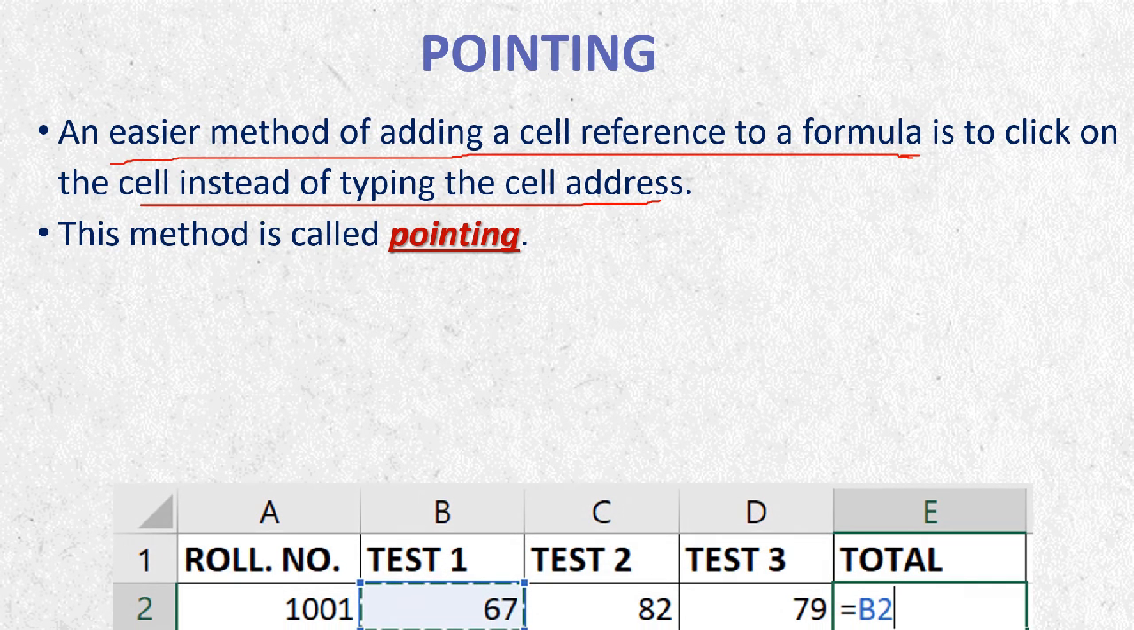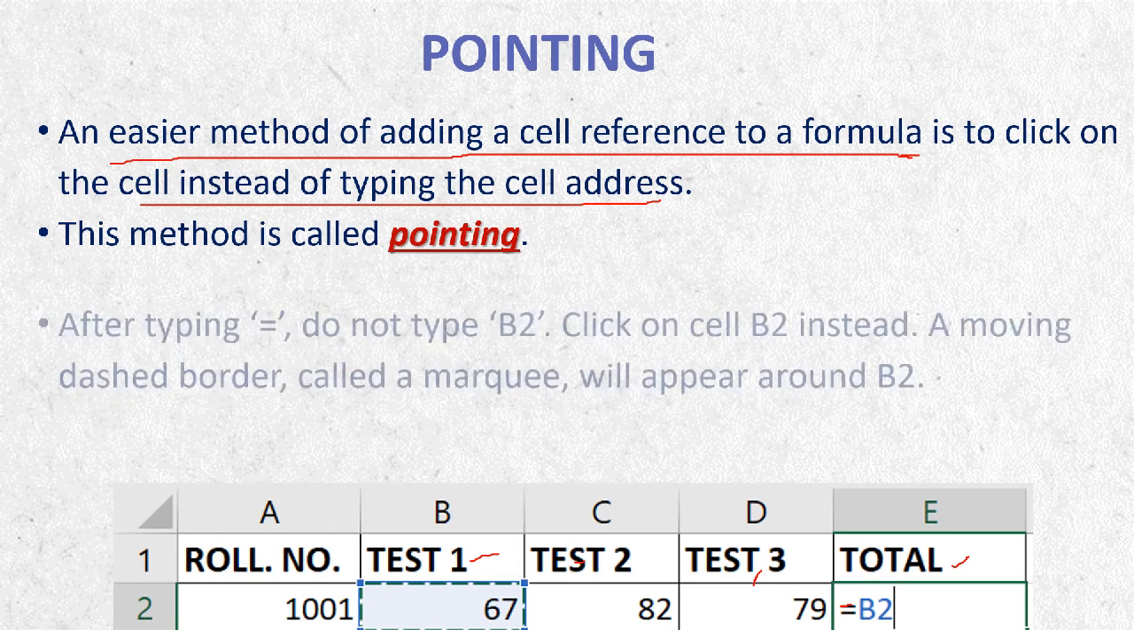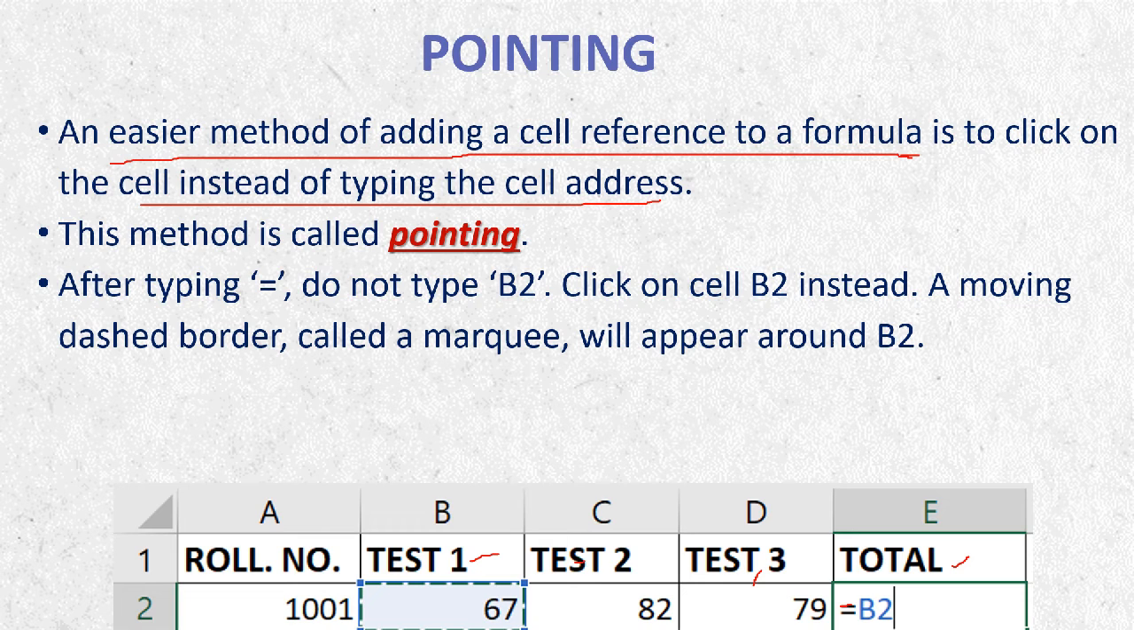This is pointing. See this example. Test 1, 2, 3 marks should be added and displayed under total. First we'll type equal to. Then no need to type B2. 67 is in column B and row 2, right? So no need to type B2, C2 and D2. Instead, after typing equal to, do not type B2 but click on cell B2. So this is the cell B2, right? No need to see the cell addresses. Don't worry about that. Just click the cell, 67. Click this cell.